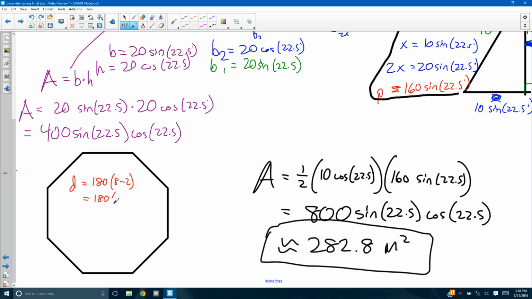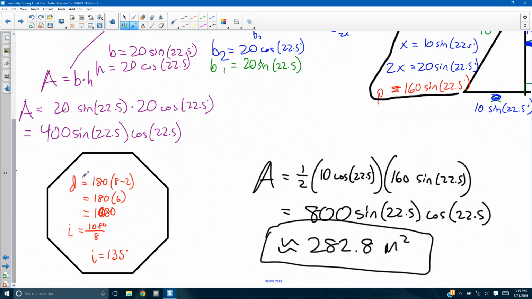So 180 times 6 is 1080. So if I added up all the interior angles together, I get 1080. There are 8 interior angles here. They are all congruent. So if I find I, I'm going to take not 180, I'm going to take 1080 and divide it by 8. And I believe I already know what it is, but I'm going to calculate it just in case I have something forgotten here. Okay, it's 135 degrees. So each interior angle measures 135 degrees.